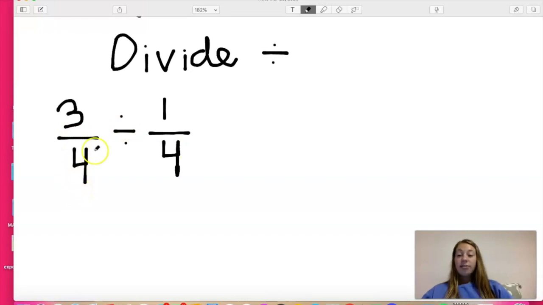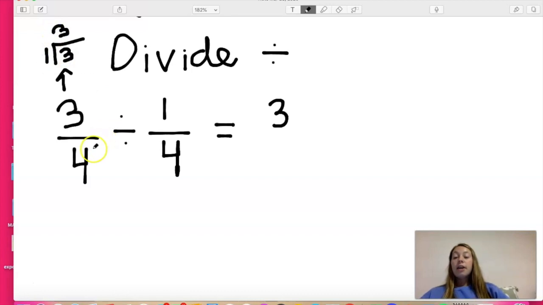Okay, so 3/4 divided by 1/4. Since the denominators, the bottom, are both 4, we can just divide and do 3 divided by 1, which is 3, right? 3 divided by 1 is 3. It also can be written like this if you are confused. 3 divided by 1 is 3, right? And then 4 divided by 4 is 1.